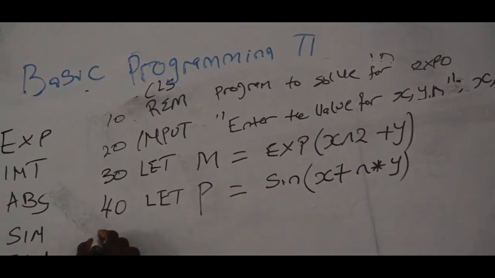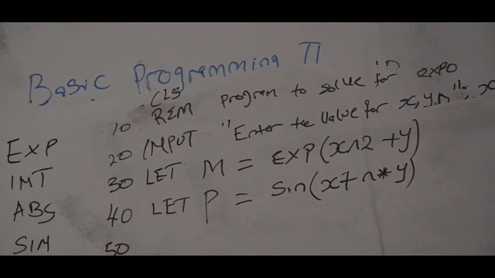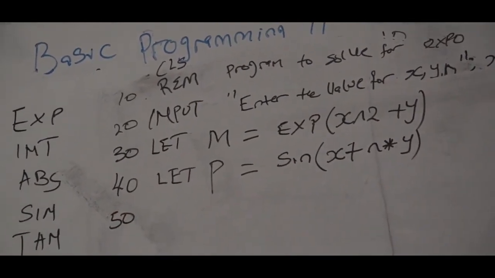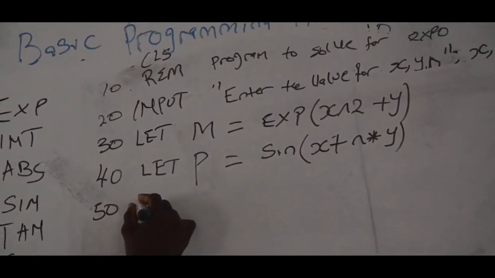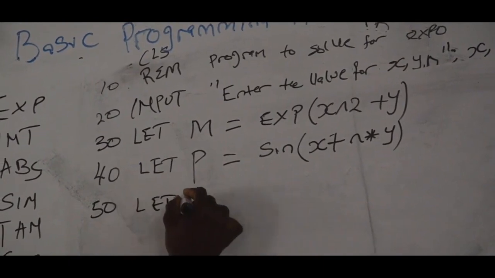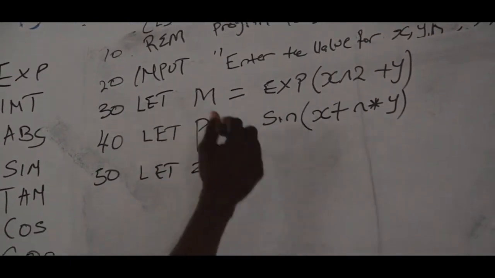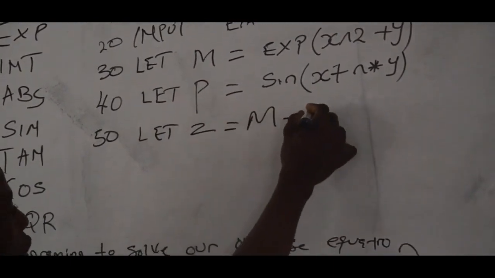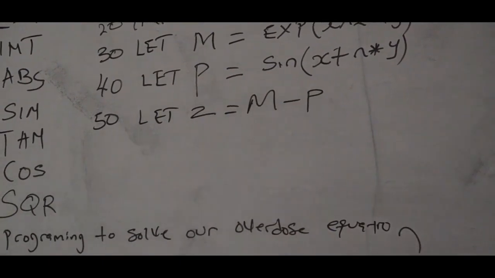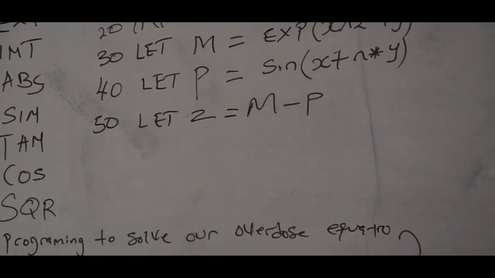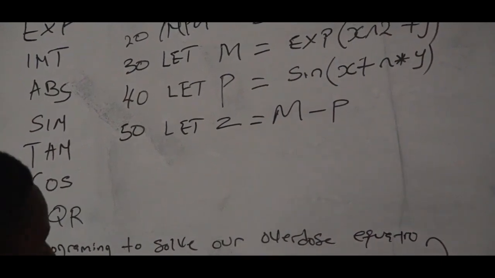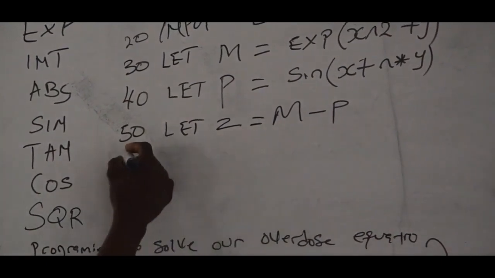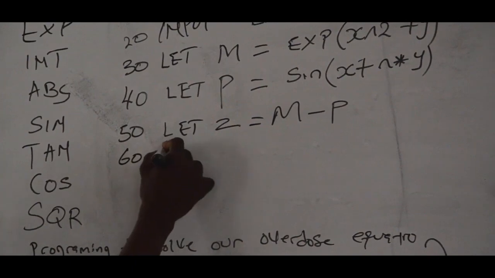So now, coming to line 50, what do we have in line 50? We now said the major thing that we're trying to find is this z. So let the z that we need equal m minus p. Very straightforward. What joined them together is this minus sign, and we input it together. This m is now our new p. So what else? You print.